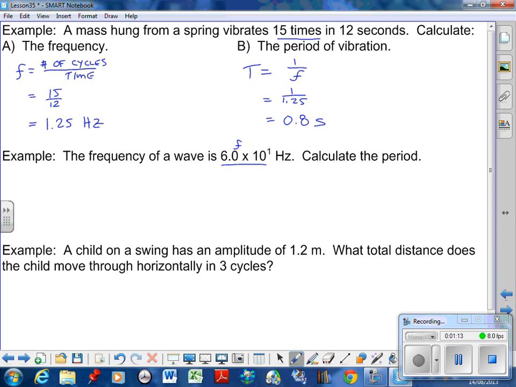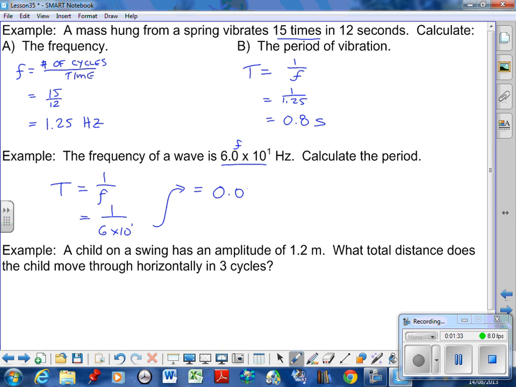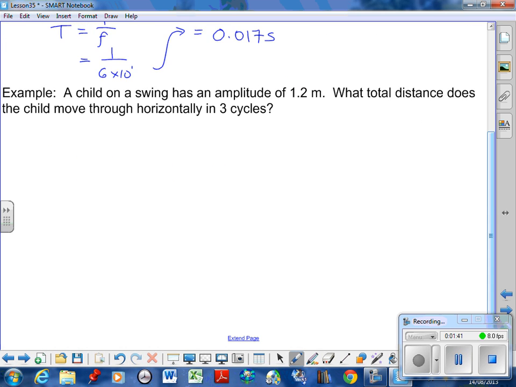So I know my f. Calculate the period. So period is 1 over f. So 1 divided by 6 times 10 to the 1 hertz. And again, you can leave it in that form. It doesn't really matter. Or you can do the calculation, because I know it kind of freaks people out when they don't get to use their calculator. 0.17 seconds.